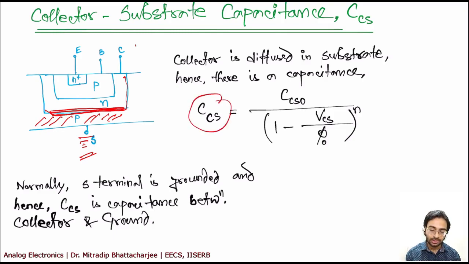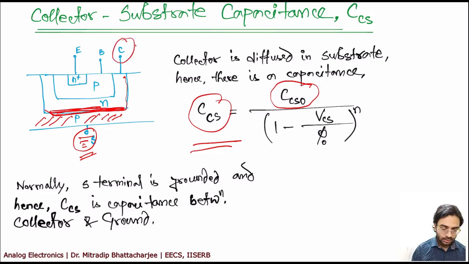So CCS will be CCS0 divided by (1 minus VCS by psi 0) to the power n. This is another capacitance, the collector substrate capacitance. Now there will be a resistance as well in the junction, but it will be very high, so we can neglect that. That will not do much in the circuit. So we are only calculating the capacitance in this case. So your capacitance is basically between the ground and collector terminal.